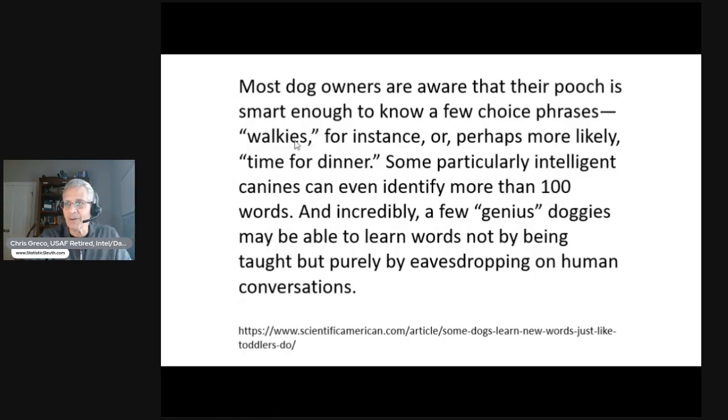This is from Scientific American. Most dog owners are aware that their pooch is smart enough to know a few choice words. Walkies, for instance, or perhaps most likely, time for dinner.